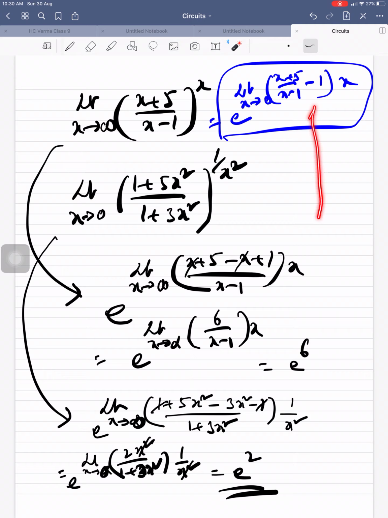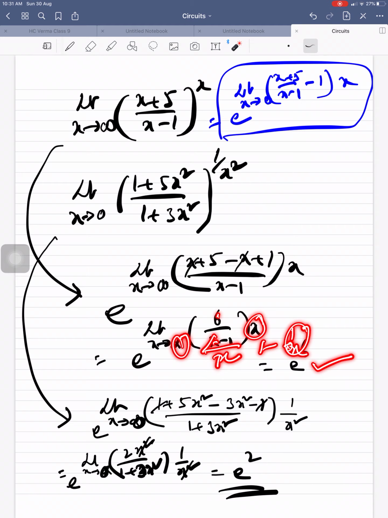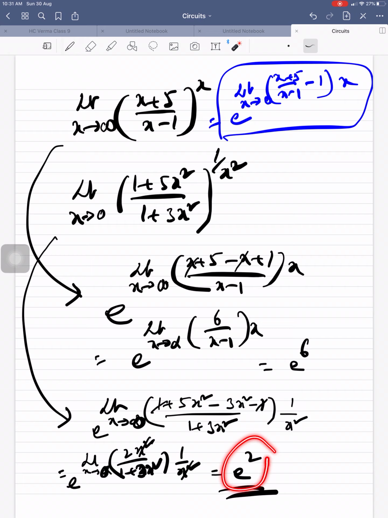So, if you use this one, then some calculations you have to do in your mind. So, e power limit x tends to 0, x plus 5 minus, this is minus 1, you can take the LCM. So, x plus 5 minus x plus 1 divided by x minus 1, into x. Then you'll get this. So, x tends to infinity, that means by x. So, 1 minus 1 by x. 1 by x means 0. So, 6 by 1 is e power 6. That's it. Like that, do this calculation in your mind and finally do it.